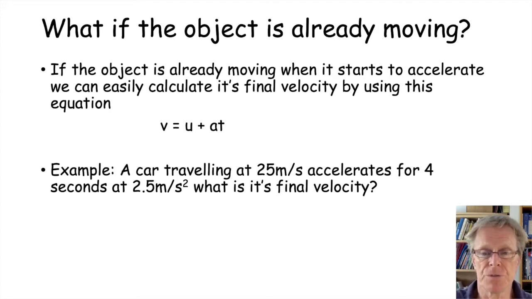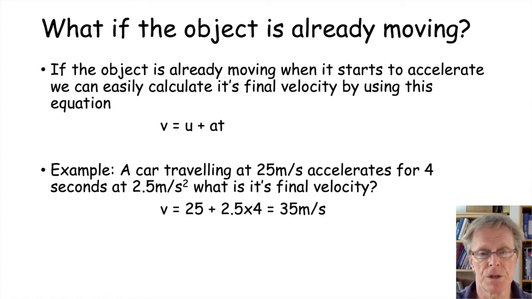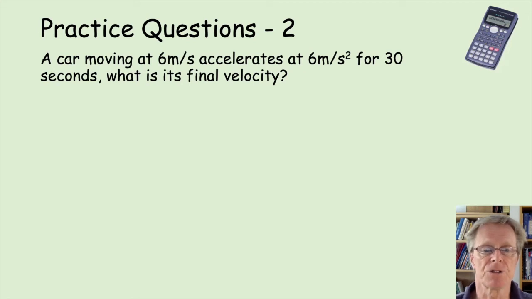All you need to do is to put the numbers into the equation. So it starts off at 25 plus 2.5 times 4 gives you 35 metres per second. It's quite straightforward. So here's another practice question for you. A car moving at 6 metres per second accelerates at 6 metres per second squared for 30 seconds. What is its final velocity?